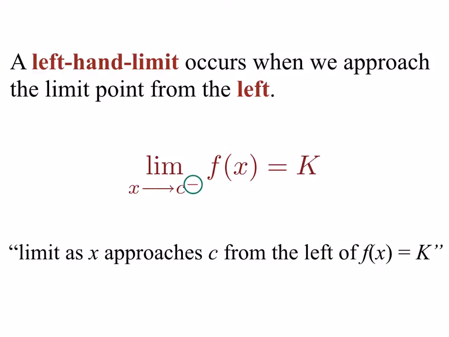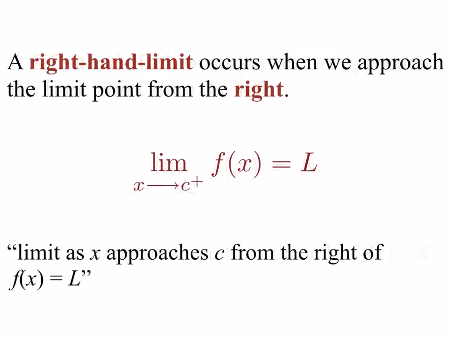Now you should note that this minus sign, which is a superscript for the c, the limit point, indicates that we're approaching from the left, and it does not indicate that the c is negative. Similarly, a right-hand limit occurs when we approach the limit point from the right, and this is read, the limit as x approaches c from the right of f of x is equal to L. Again, that superscript plus sign indicates that we're approaching c from the right.